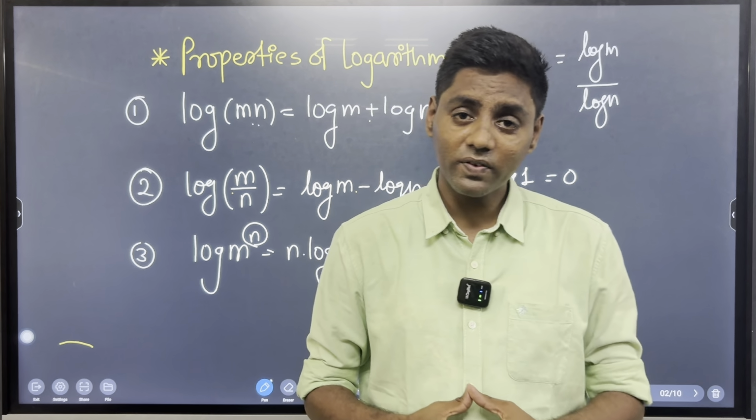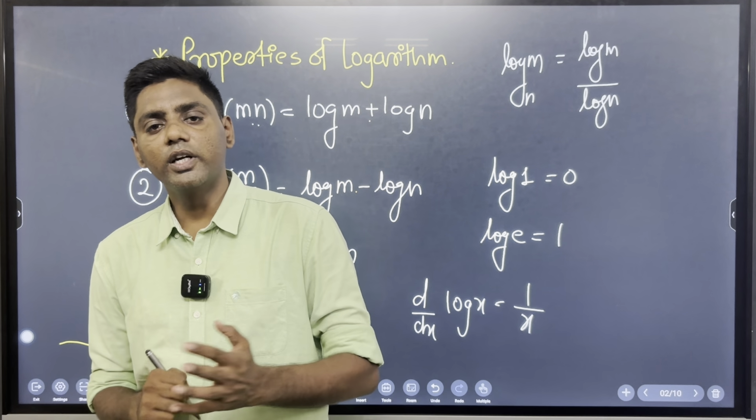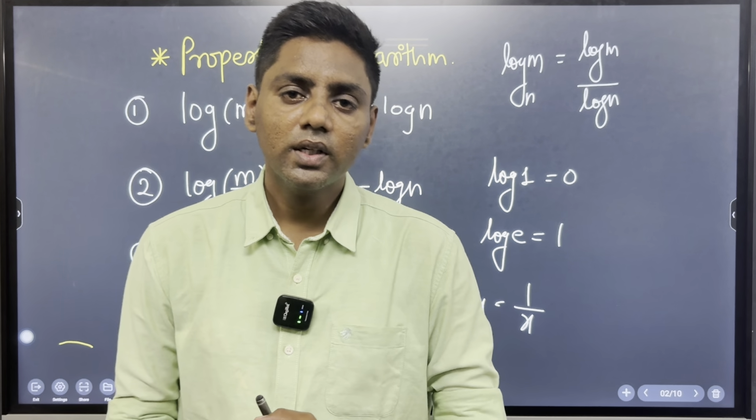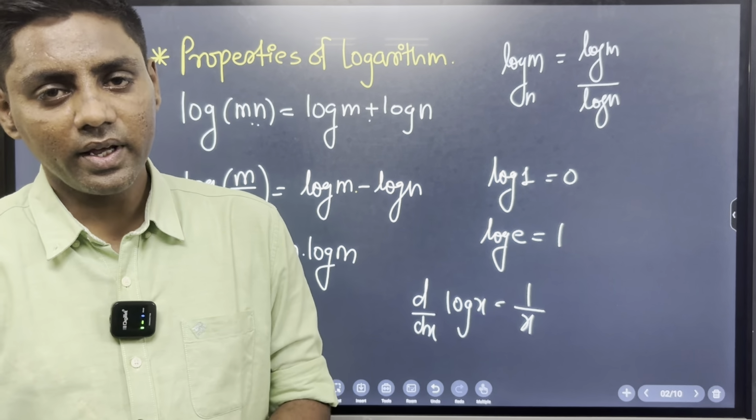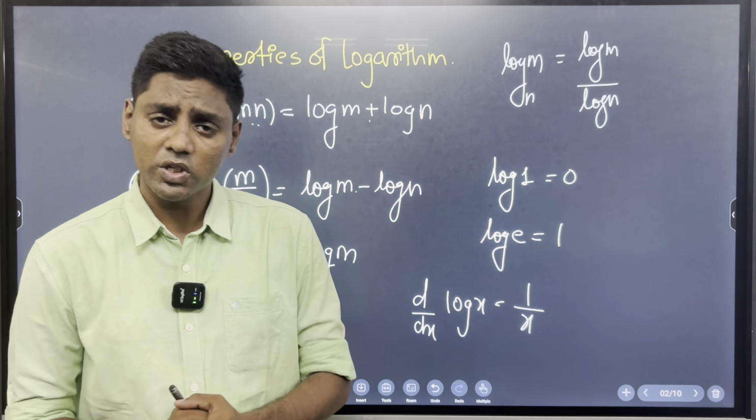When we go to the trigonometric functions, remember that the derivative of sin is cos, the derivative of cos is minus sin, the derivative of tan is sec square, the derivative of sec is sec x tan x, the derivative of cosec is minus cosec x into cot x, and the derivative of cot x is minus cosec square x. These are the formulas of trigonometric functions you must remember.